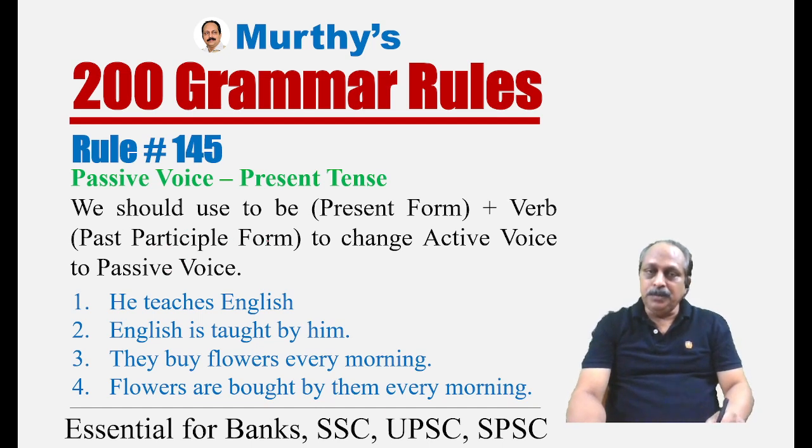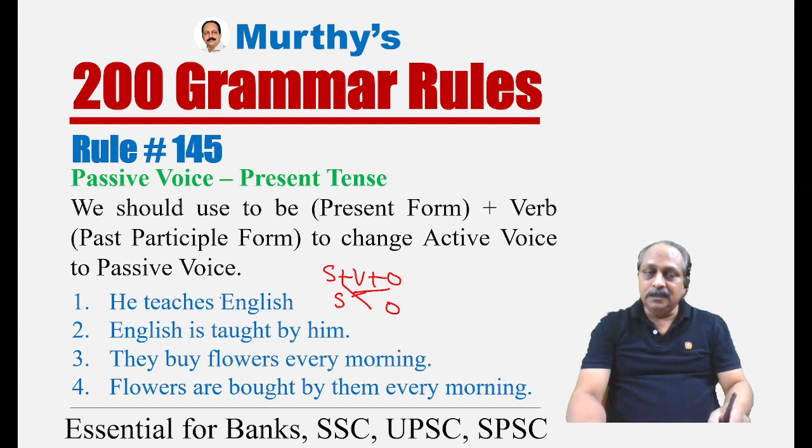We should use to be, the primary auxiliary, present form, plus verb past participle form, to change active voice to passive voice. For example, he teaches English. Which tense is this? Present tense. Which form is it? Active voice. Usually, what happens when we change active voice to passive voice? The object comes to the subject position, the subject goes to the object position. This one has to be remembered. Without an object, you cannot change a sentence to passive voice, though exceptions are there.